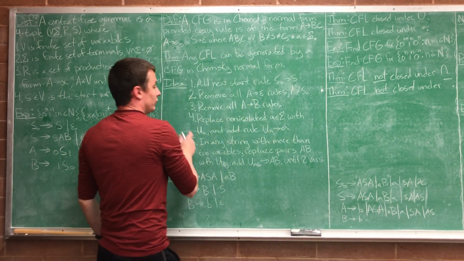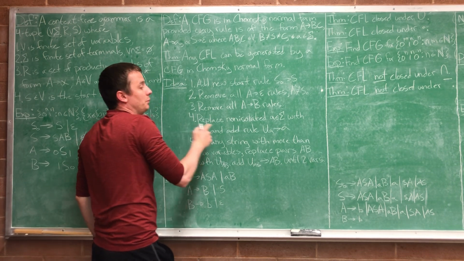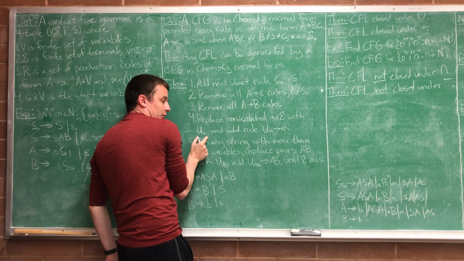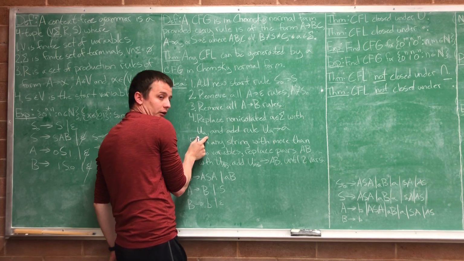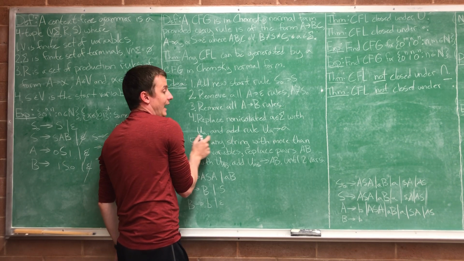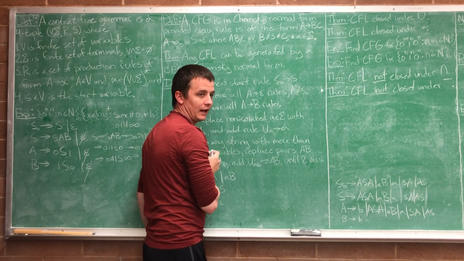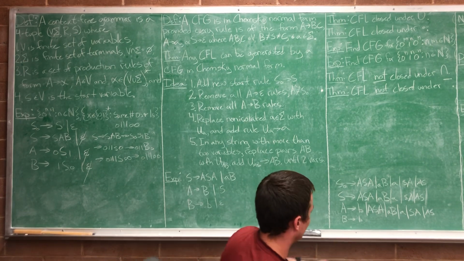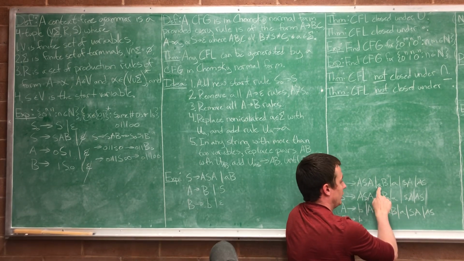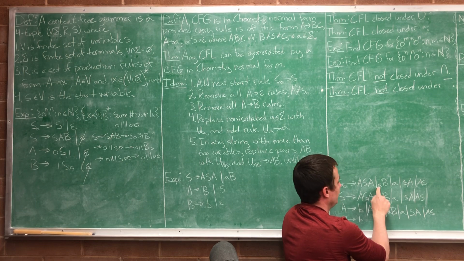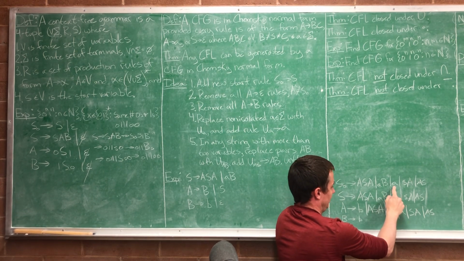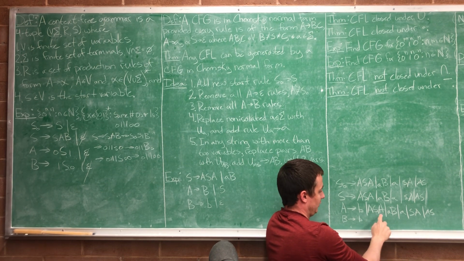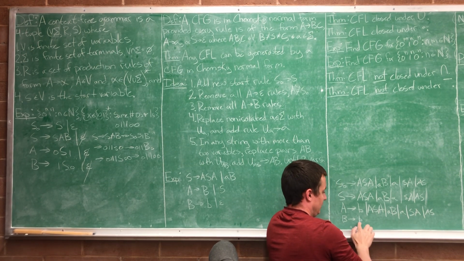So next, we apply Rule 4. Rule 4 is to replace all non-isolated terminals with a new variable, and add the rule that new variable goes to that terminal. So what do we mean by a non-isolated terminal? That's a terminal that shows up not by itself. So this terminal is not isolated, that one is. This terminal is not isolated, that one is. That one's isolated, not isolated, isolated, isolated.